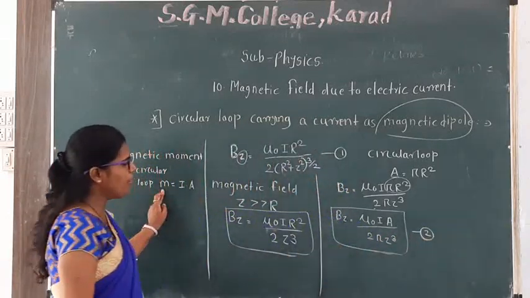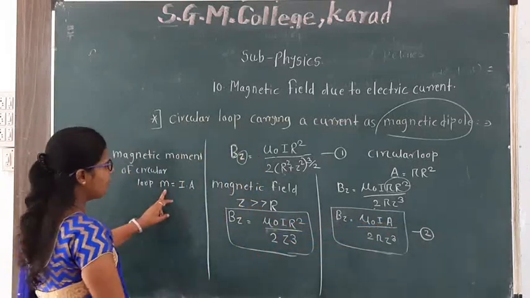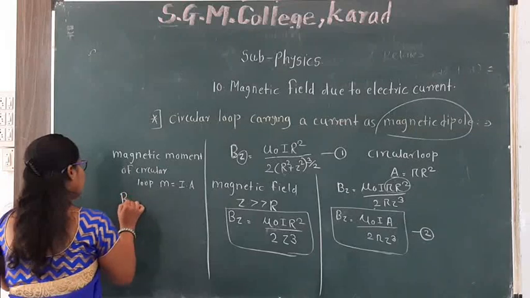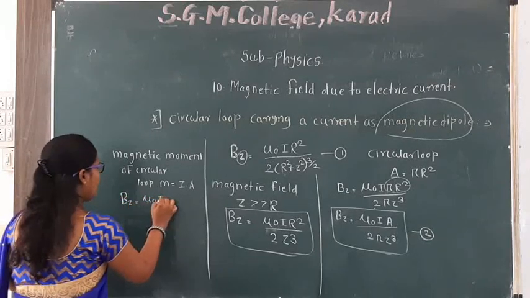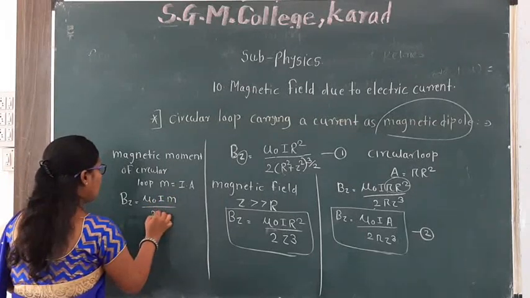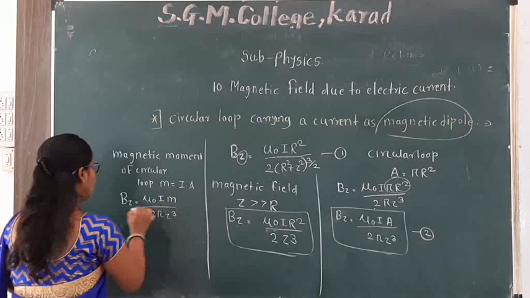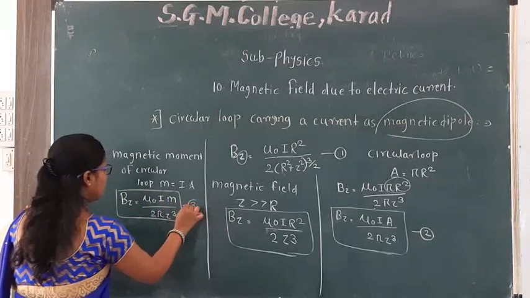Substitute the value of IA here. Then we get the equation Bz is equal to mu 0 m upon 2 pi z cube. This is equation number 3.